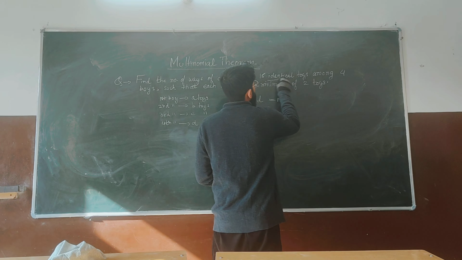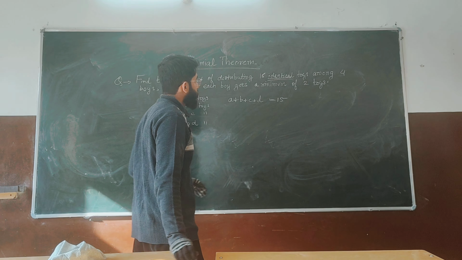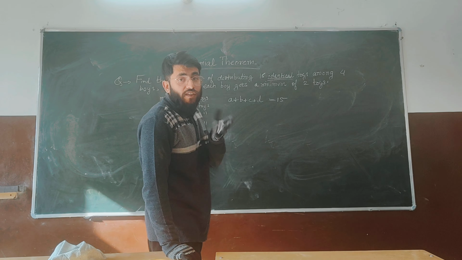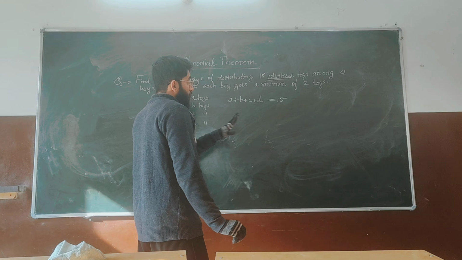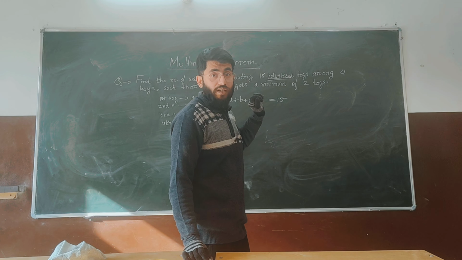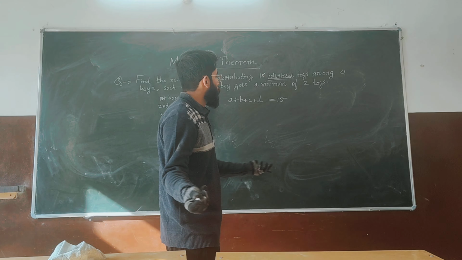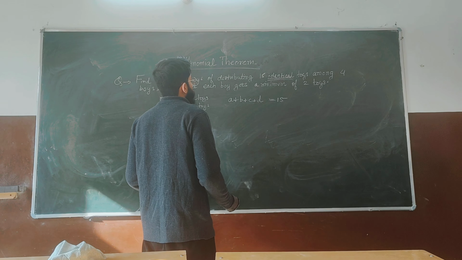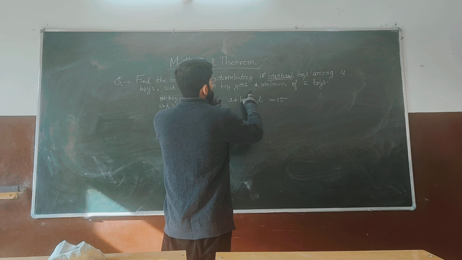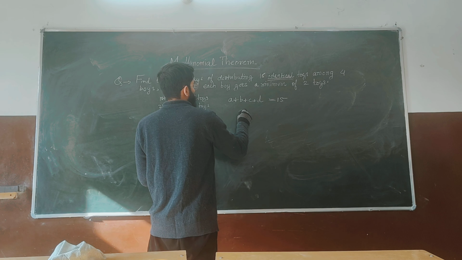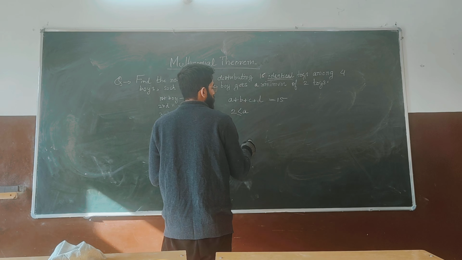This identical word is very important in this question, okay? So there is no difference between the toys, all toys are same, okay? The boys are different, but the toys are same. So we are distributing 15 identical things among 4 different entities, 4 different boys, okay? So in this case, I will say each boy gets a minimum of 2 toys. So A has to be greater than or equal to 2.